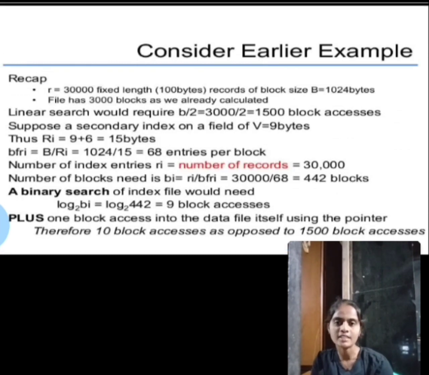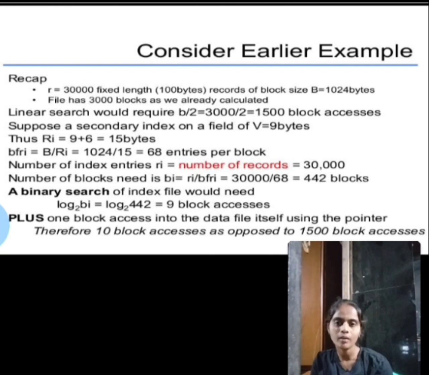Consider the earlier example. Recap: R equals 30,000 fixed length records, block size B equals 1024 bytes. The file has 3000 blocks as we already calculated. Linear search would require B/2, 3000/2 equals 1500 block accesses. Suppose a secondary index on a field of V equals 9 bytes, thus Ri equals 9 plus 6, 15 bytes.